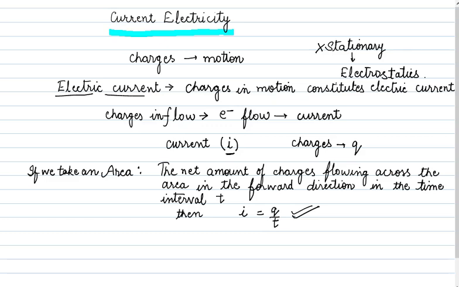What is an electric current? The rate of flow of charge. Whenever we say rate of, that means we are considering it with time, per unit time, because per unit time gives us the rate. So per unit time the flow of charge is current. So current is the rate of flow of charges.